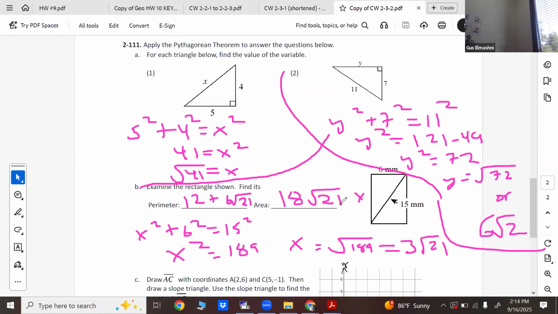The first one's really easy. That's just root 41. If you ever run into a square root that's not a perfect square, you leave it alone. You can put it as a decimal if you want, but if I ask for exact values, then leave it as a square root.